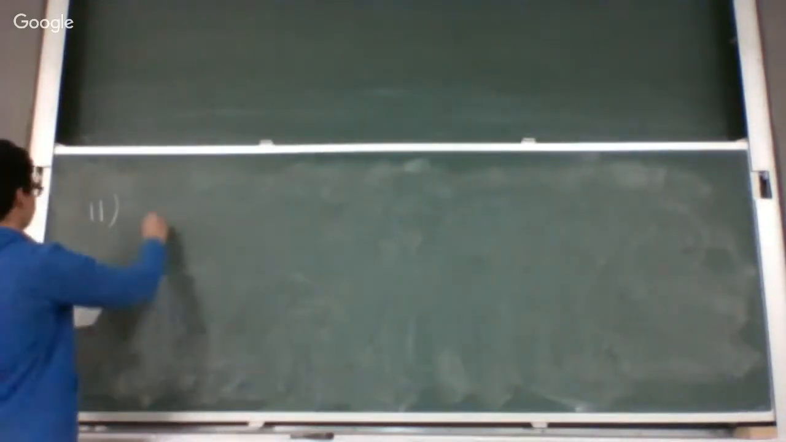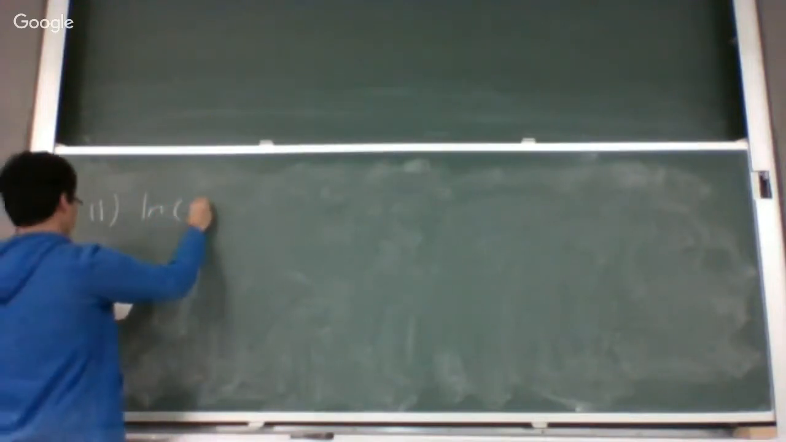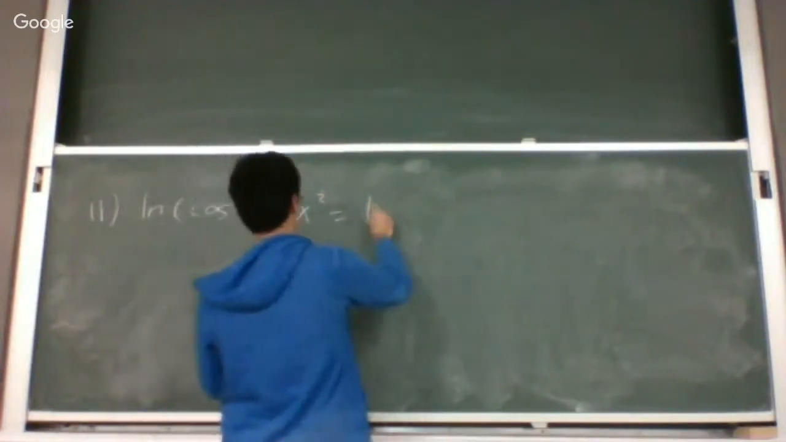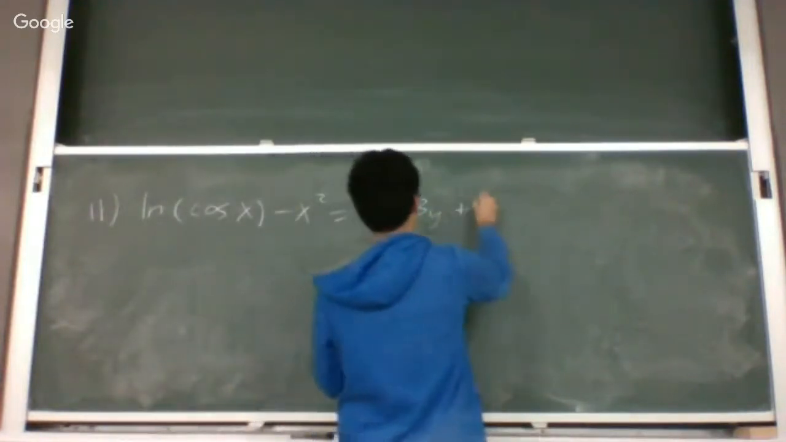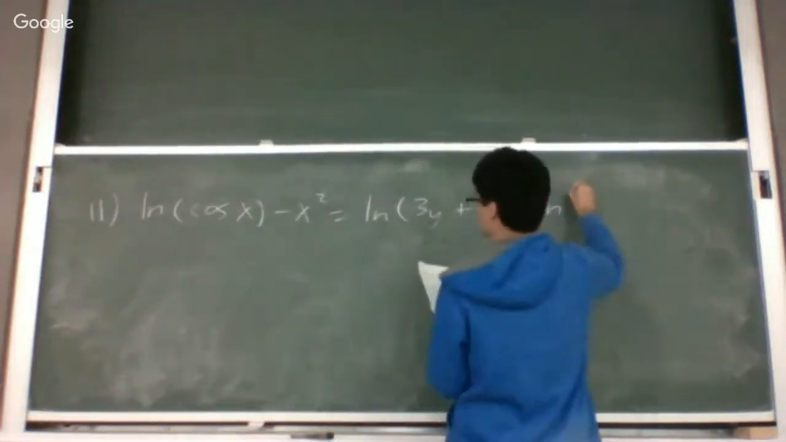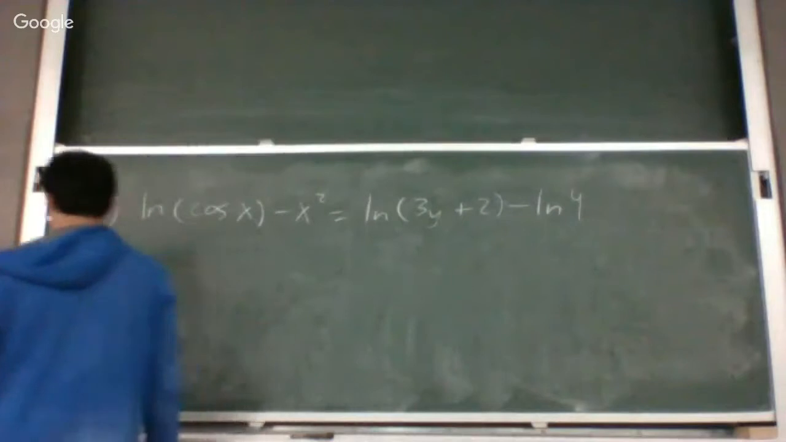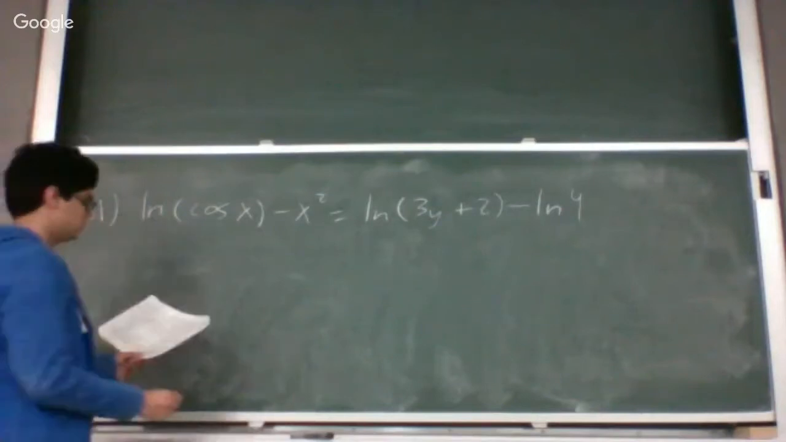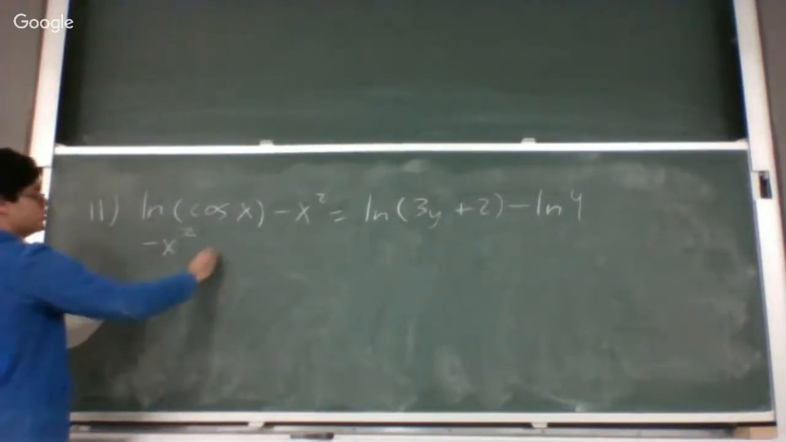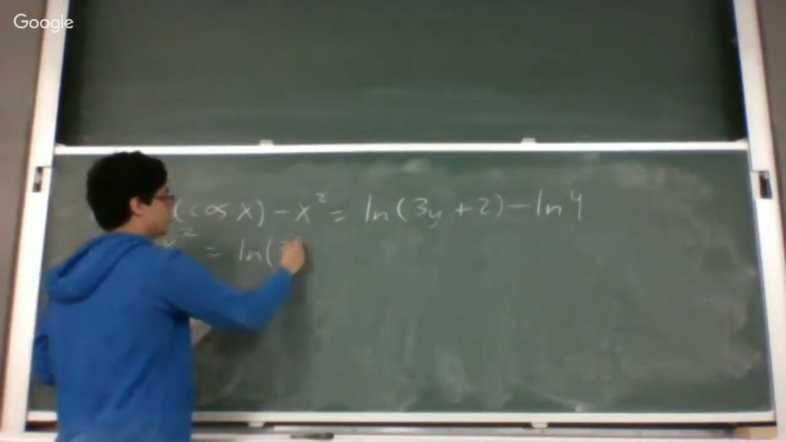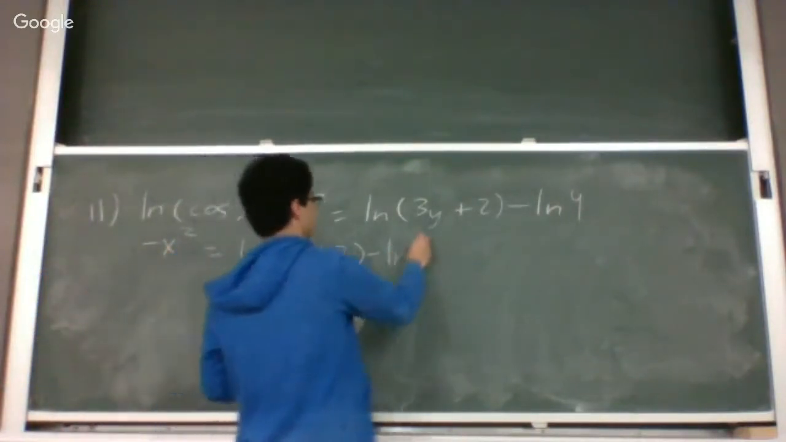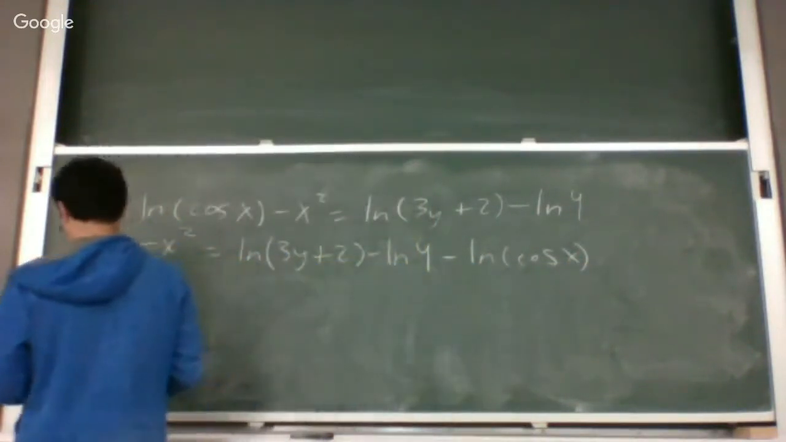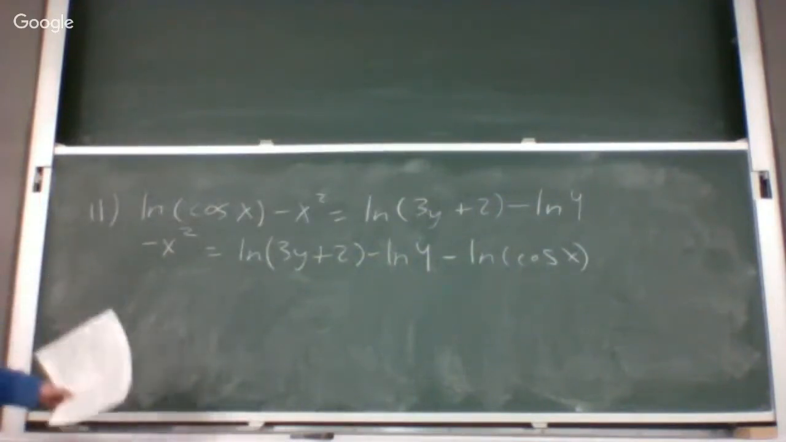So for 11, we have natural log of cosine of x minus x squared equal natural log of 3y plus 2 minus natural log of 4. You should always try to isolate all the natural logs to one side. So we have negative x squared equal to natural log of 3y plus 2 minus natural log of 4 minus natural log of cosine of x. Okay. What's the next step?